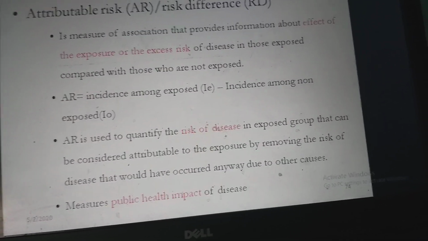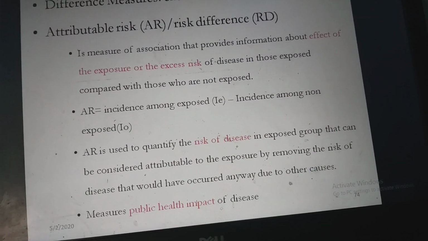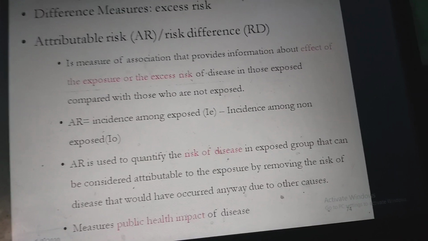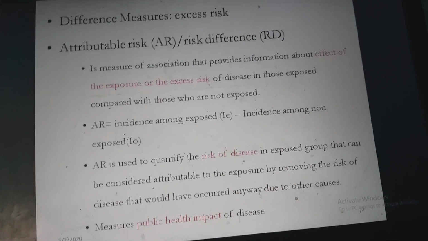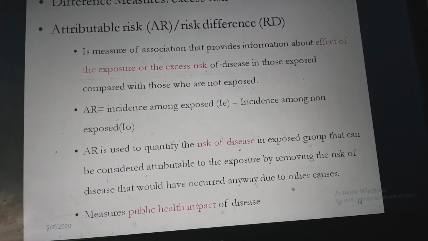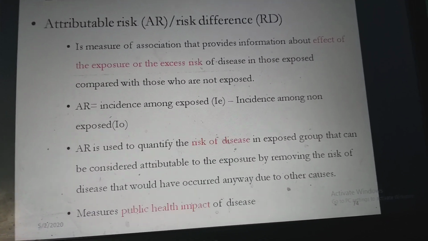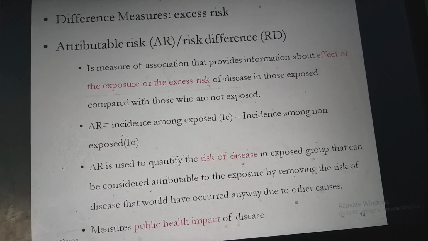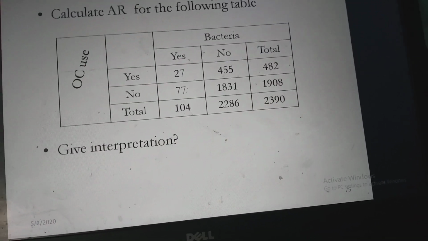So don't forget what we have said about relative risk: incidence among exposed divided by incidence among non-exposed. But here it is about minus, not division. So there is a chance of negative here, not all the time positive. So attributable risk is used to quantify the risk of disease in the exposed group that can be considered attributable to the exposure, by removing the risk of disease that would have occurred anyway due to other causes. So this is used to measure public health impacts of the disease.